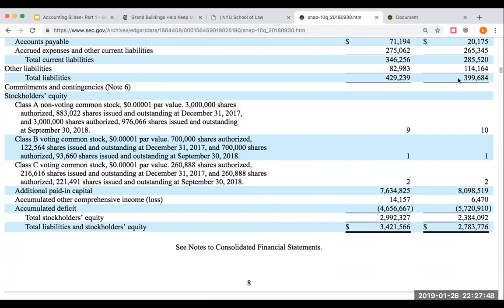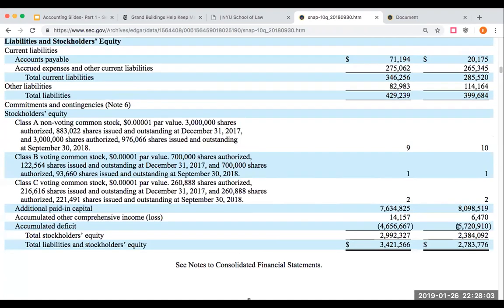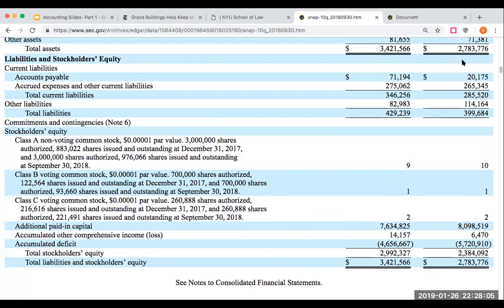When I add $399,684,000 in total liabilities plus total stockholders' equity of $2,384,092,000, this is going to equal $2,783,776,000, which is the same number that's right here.